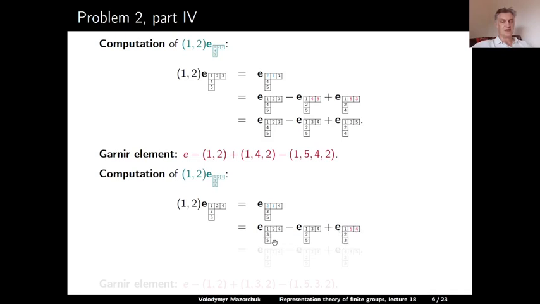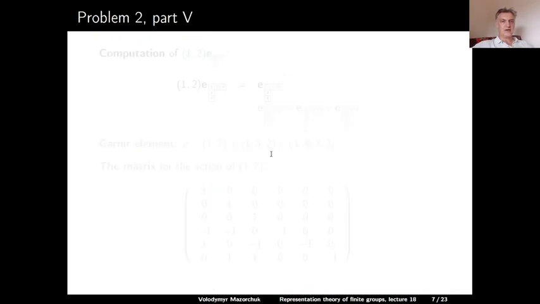So the first two are standard. The last one has this row descent, which is trivial to fix. And the Garnier element is similar as in the previous case. And the final Garnier computation is when we apply 1 and 2 to the polytabloid for 1, 2, 5, 3, 4.